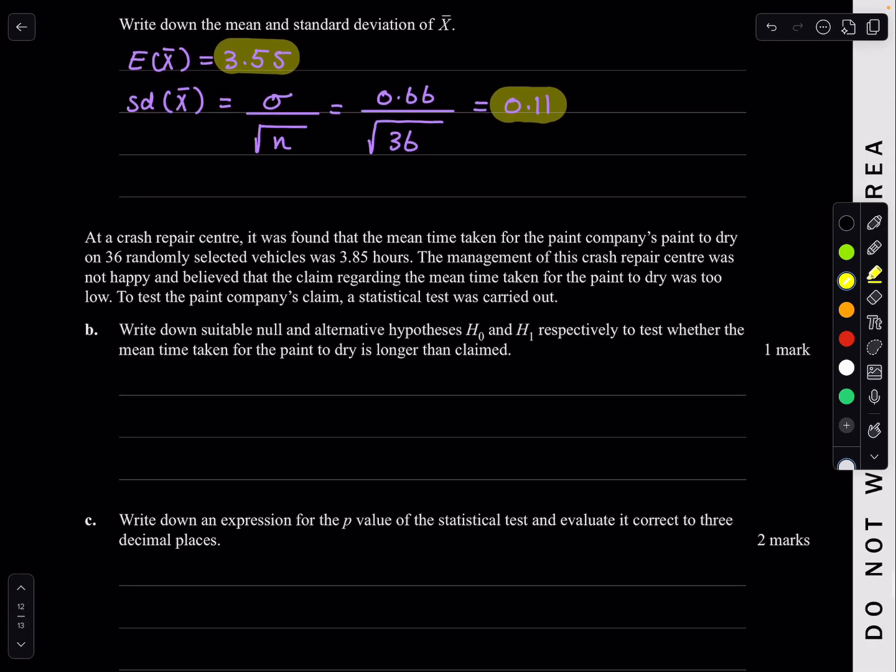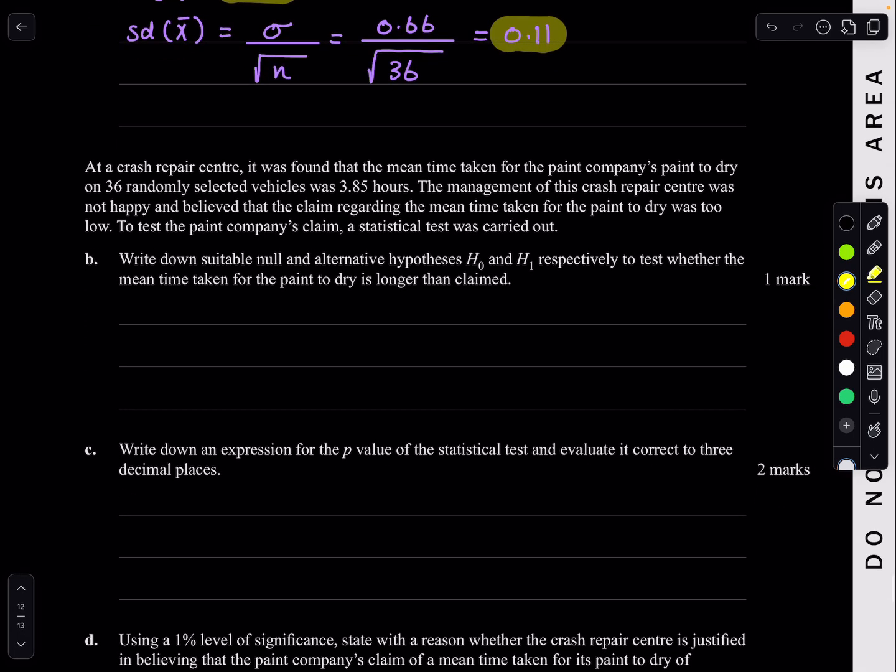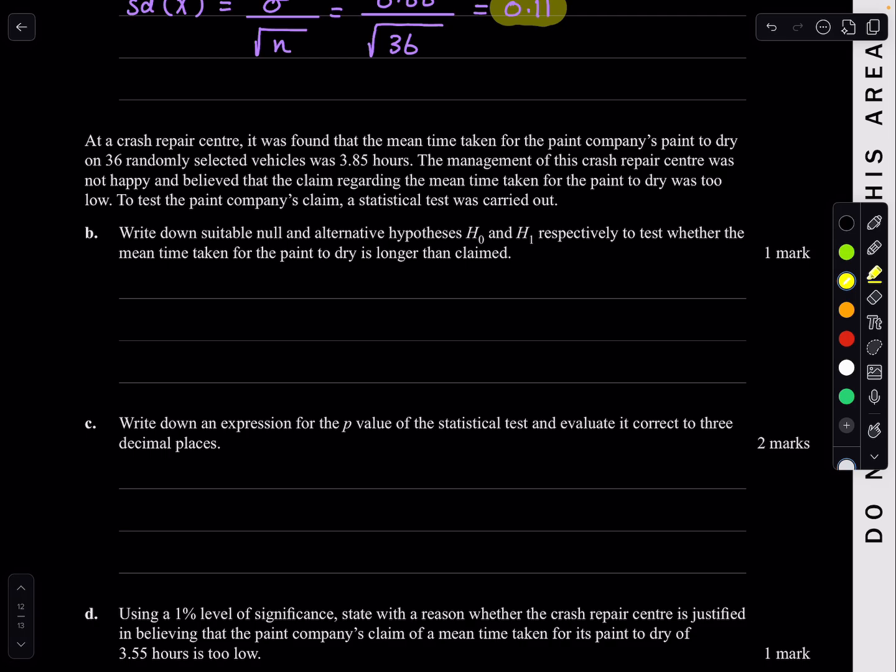Next question. At a crash repair site, it was found that the mean time taken for the paint to dry on 36 randomly selected vehicles was actually 3.85 hours. The manager of this crash repair center was not happy and believed that the claim regarding the mean time taken for the paint to dry was too low. To test the paint company's claim, a statistical test was carried out. Write down a suitable null and alternative hypothesis, respectively, to test whether the mean time taken for the paint to dry is actually longer than claimed. A really nice typical question.